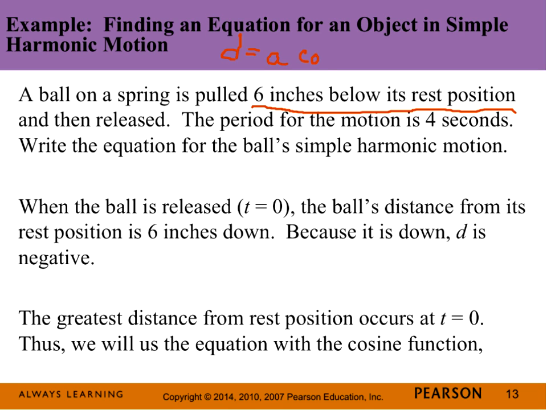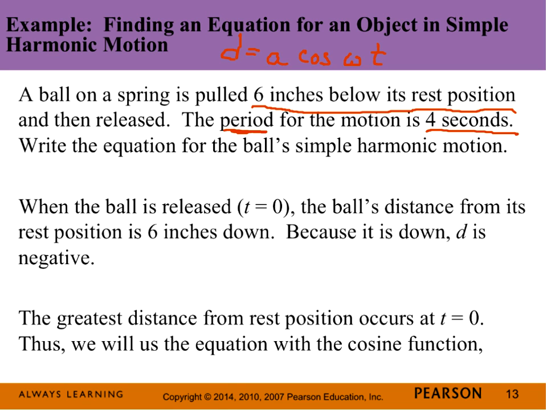D equals A cosine omega T. Yes, yay, cosine. I see you typed it down there, Meisha. Excellent. And the period for the motion is 4 seconds. So remember, the period is that time it takes to cycle through once. And we want to write the equation for the ball's simple harmonic motion.